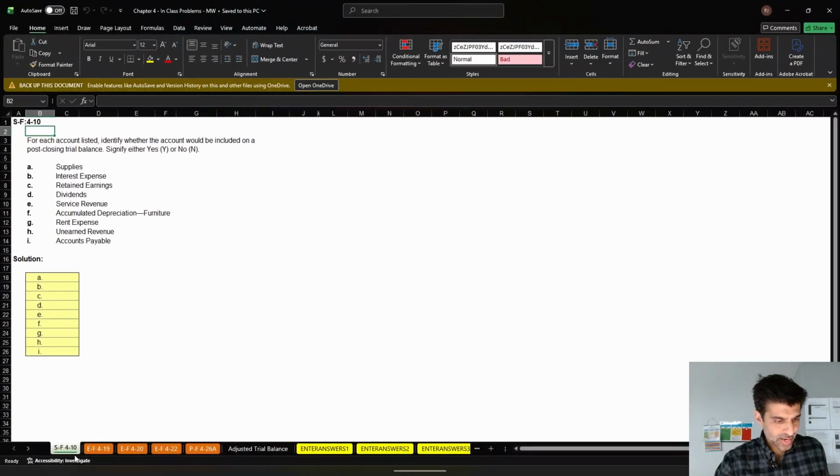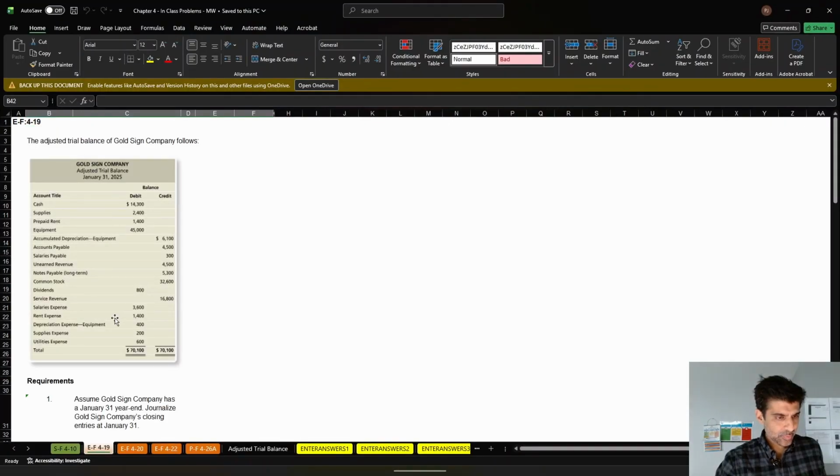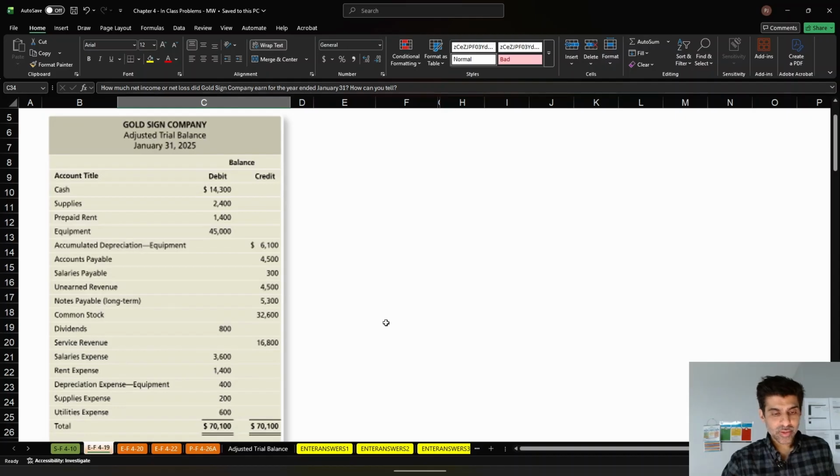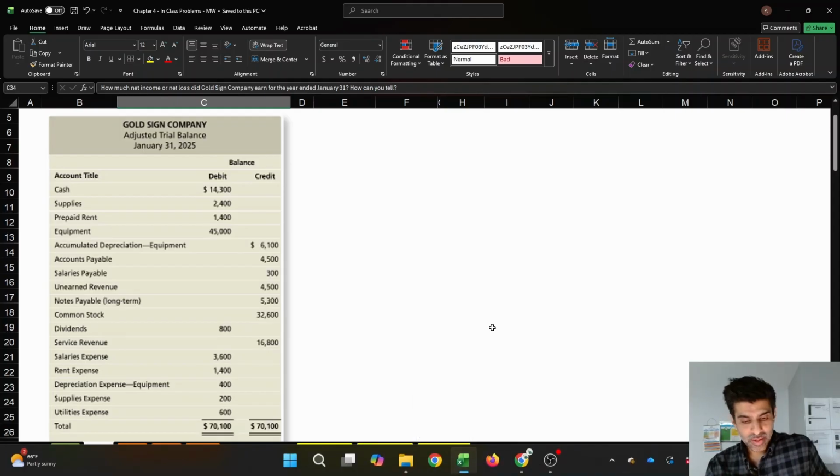And let's do 4-19. It's the second tab. Okay, so basically you're given an adjusted trial balance and you just have to do the closing entries. You can see there's dividends, there's revenue, and there's a bunch of expense accounts. So you know you're going to have to get those to go to zero. So just follow those.